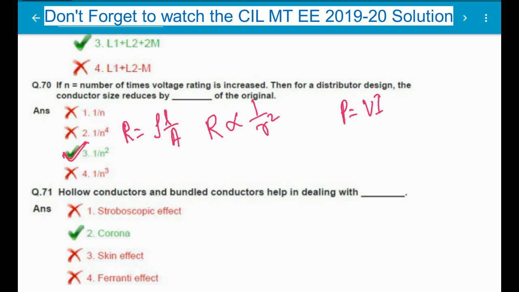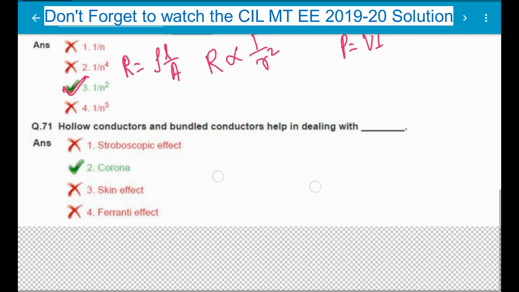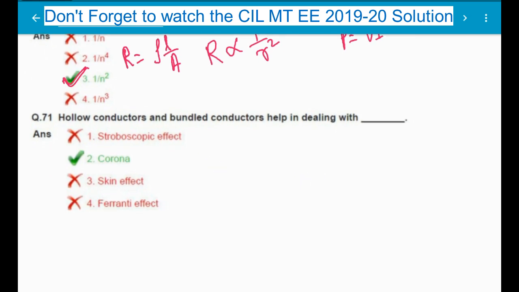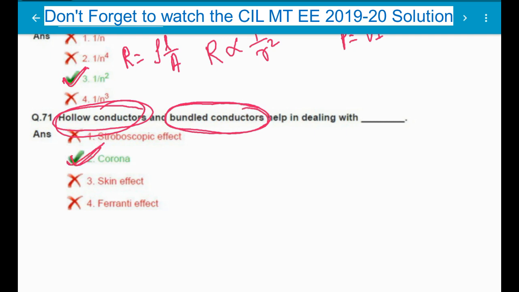Hollow conductor and bundled conductor help in dealing with dash. Generally hollow conductors are used in case of bus bars, and hollow conductors are used for skin effect and also for corona, and the bundled conductor is generally used for corona effect. So here corona is the correct answer. In both the conditions the voltage gradient decreases, that is why the corona reduces.